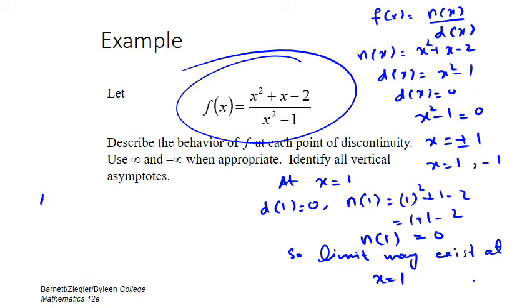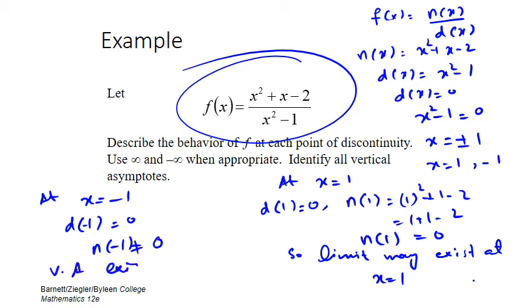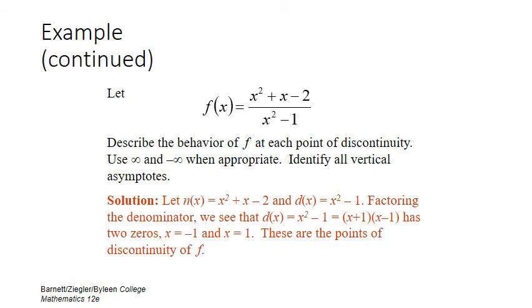Now we see at x equals minus 1, we see that d of minus 1 is 0 and n of minus 1 is not equal to 0. So a vertical asymptote exists at x equals minus 1. Now in the next slide you can see in detail what I did. We put d of x equals 0, we get two values for x. These are the points of discontinuity of f.